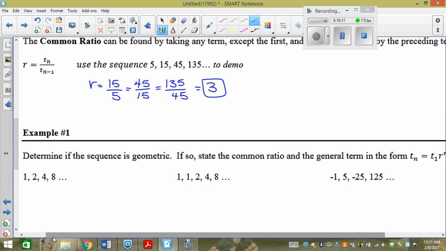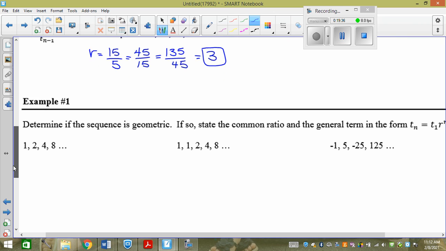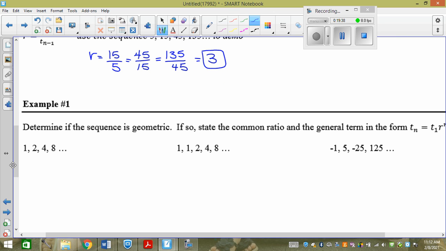Determine if the sequence is geometric. Now, in order for it to be geometric, every single one has to go up by that value, right? So if the second, third, fourth, and fifth all go up by that value, but first to second it doesn't, it's not geometric. Every single one has to go up by that value. Okay? So we'll do the first one together. If it is geometric, state the common ratio, R, and the general term.